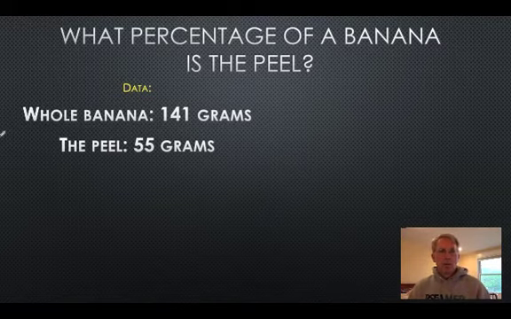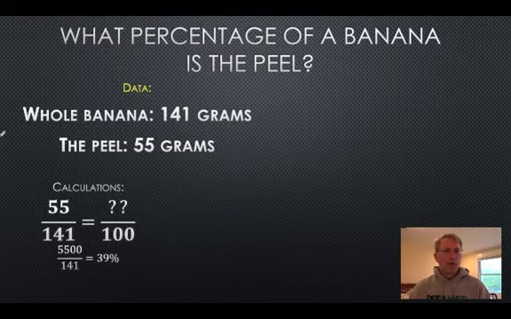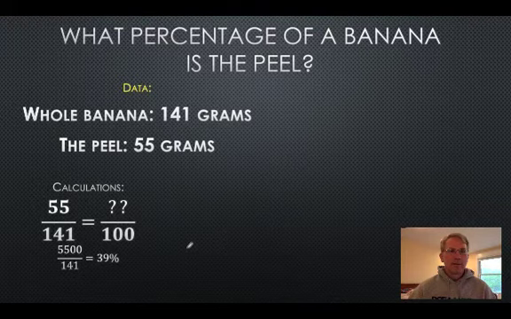Okay, so from the balance, we learned that 141 grams was the entire banana. And then I reweighed the peel, and it was just 55 grams. So what percentage of the banana is the peel? We can do it with a ratio. We can say that 55 grams of this banana over here was the peel, the inedible part, and the total amount of the banana was 141.